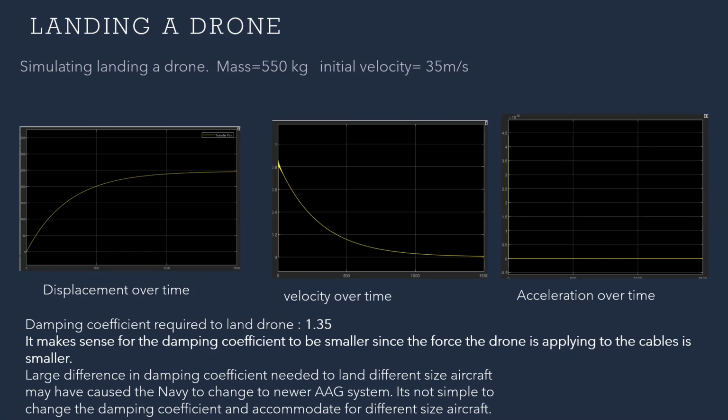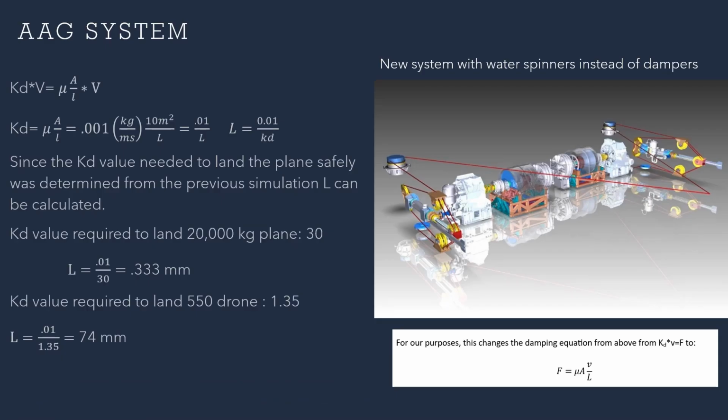The large difference between the damping coefficients means that this system is not ideal for different size planes, which means that the damping coefficient has to be constantly changed in order to accommodate new, larger masses. And this explains why the Navy eventually switched to a newer system that didn't rely on constantly changing the damping coefficient in order to accommodate the size of the aircraft. Here is the new damping system used by the Navy.